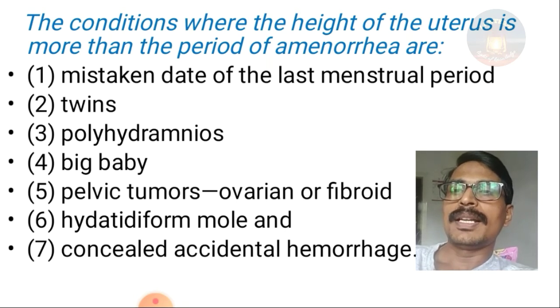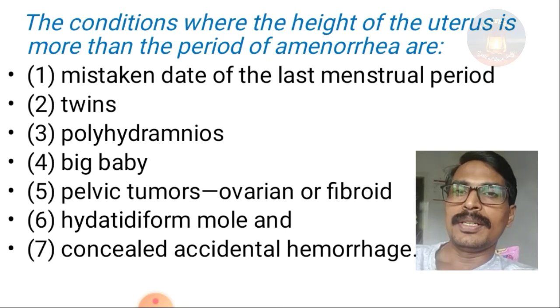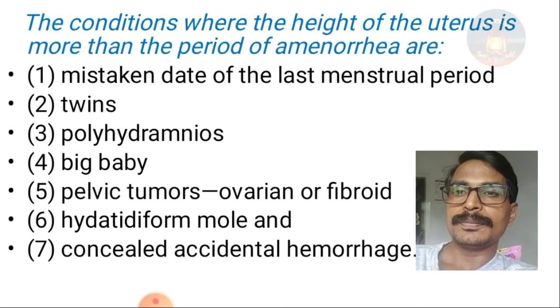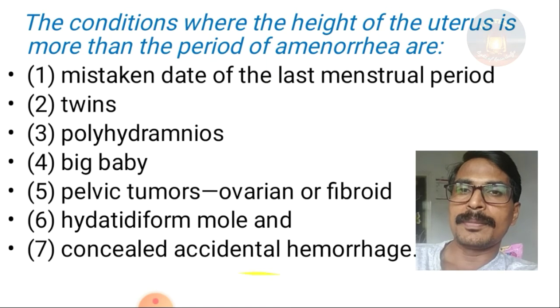Then hydatidiform mole. It is not a normal pregnancy, so in that case also we cannot predict the size. And in case of concealed or accidental hemorrhage which underlies the placenta. So these are the conditions where the height of the uterus is more than the period of amenorrhea.